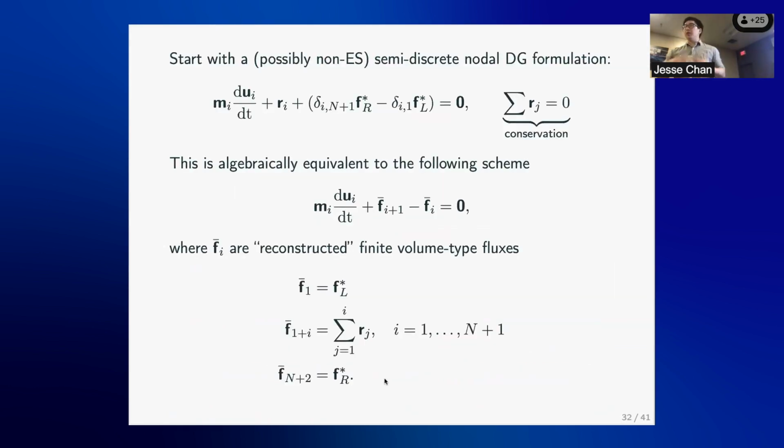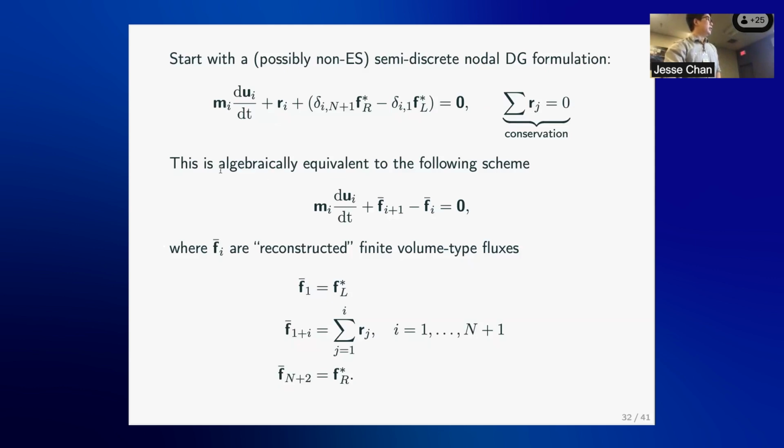Our motivation for this was to see what happens if we try to jettison the framework that we worked with for all these years. What if instead we take a possibly non-entropy stable, just naive nodal DG formulation, and write it out in this semi-discrete form over each element. So I'm just introducing this R sub I. This is going to be the residual or our volume integral over each element. And we'll assume that this scheme is conservative so that these entries of the residual R sub I sum to 0. That is the only assumption I'm going to make.